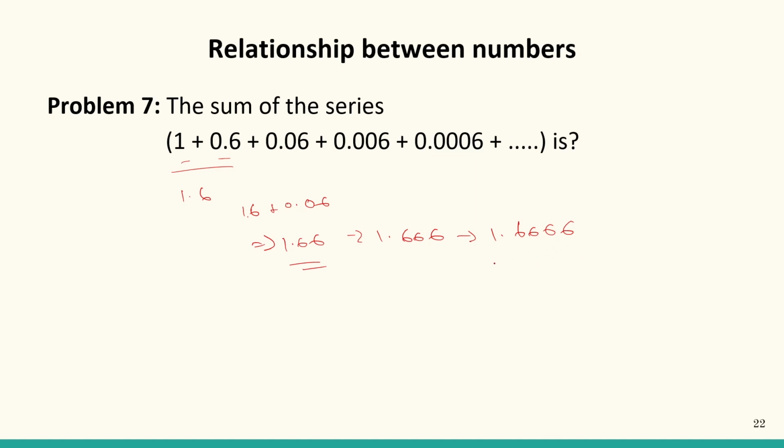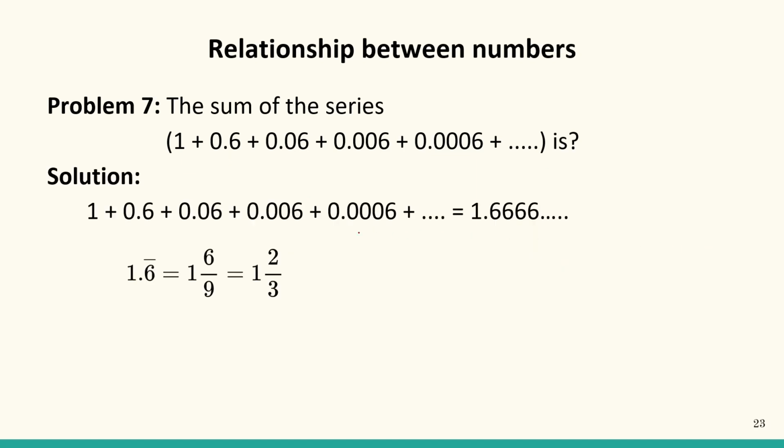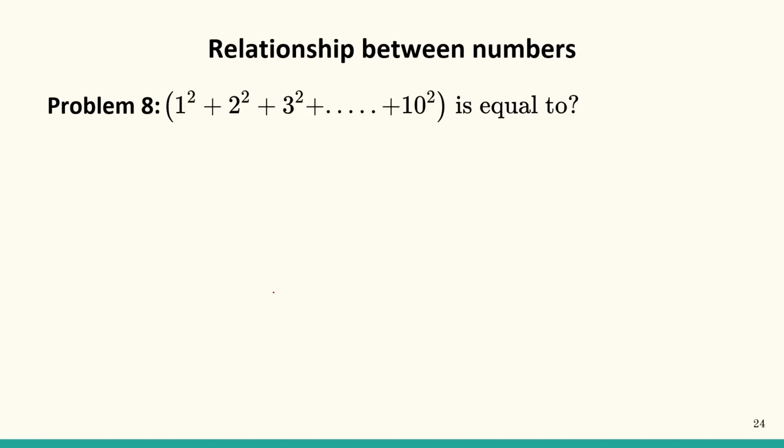So this will eventually be, since this is not finite, 1.6 bar. You all know what 1.6 bar is. This is nothing but 1.6666 dot dot dot and so on. You can see the answer written down here, and in mixed form, this will be 1 whole and 2 by 3.